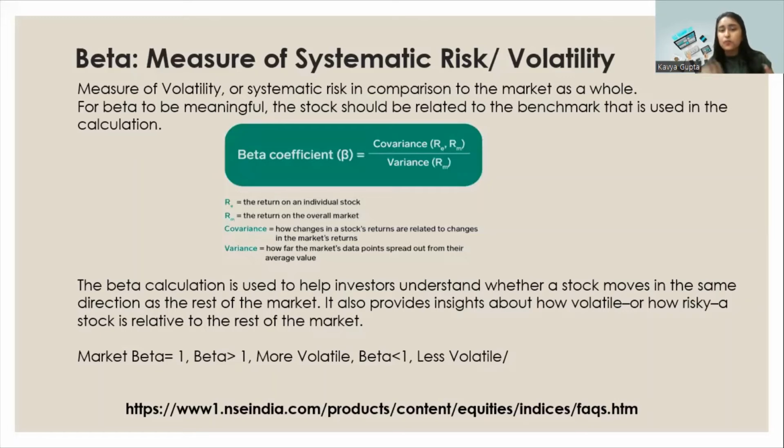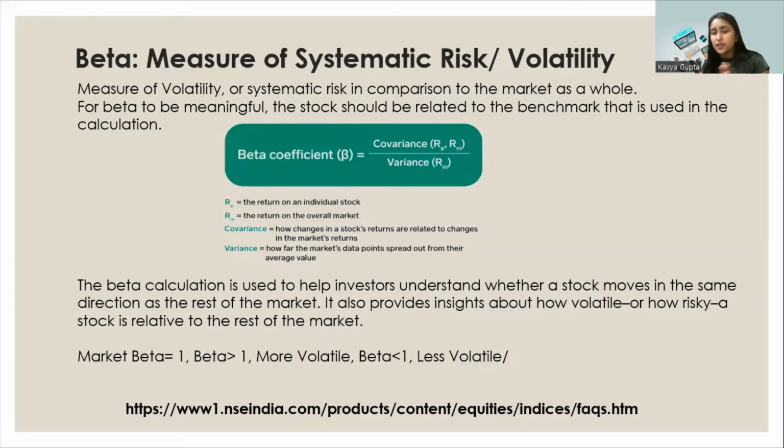So we have a couple of formulas to calculate beta. The market beta is always considered as 1. Any stock having a beta more than 1 is considered to be more volatile, or more risky in general. Any stock having a beta less than 1 is considered to be less volatile, or less risky generally. Now we will look at the formulas for calculating beta.